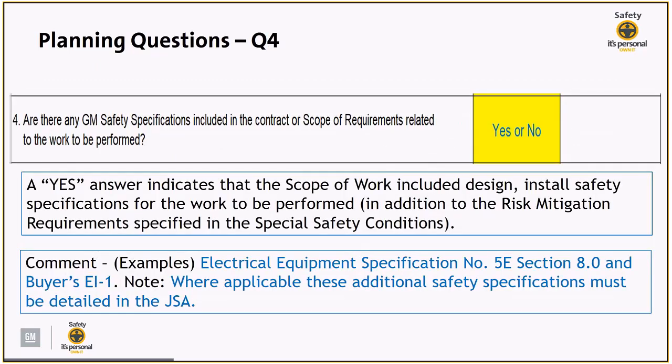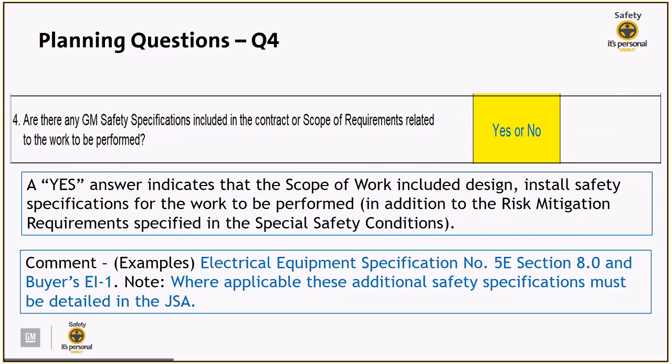Question 4. I would say this is the question that is usually confused by most individuals, both sellers and the GM contract managers. So let's go over this question. It is asking, are there any GM safety specifications included in the contract or scope of work related to the work to be performed? So if the seller answered yes, it would indicate that the scope of work includes some type of design, install safety specification for the work being performed.